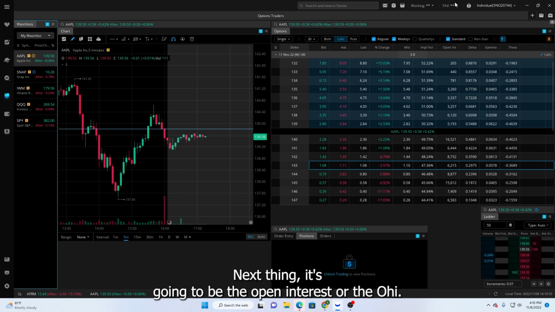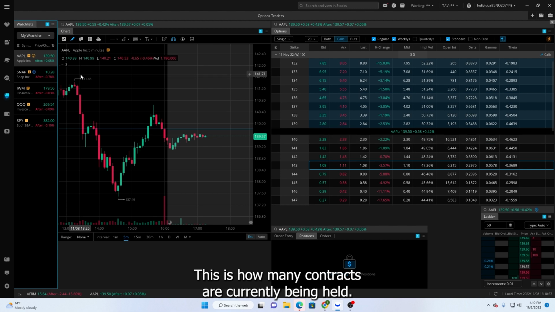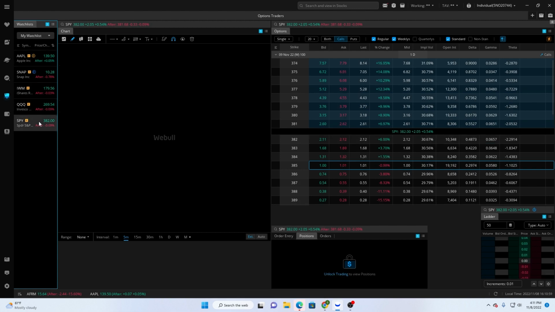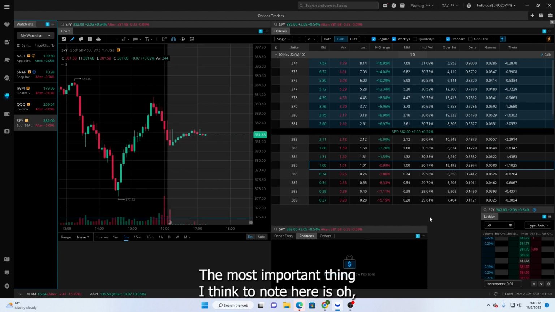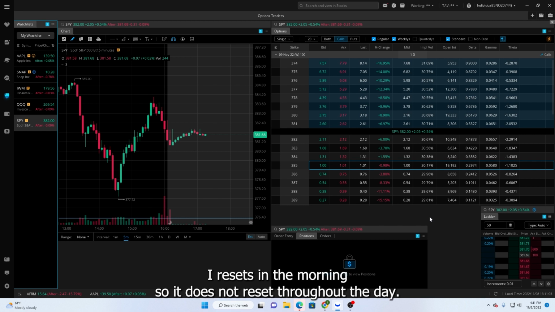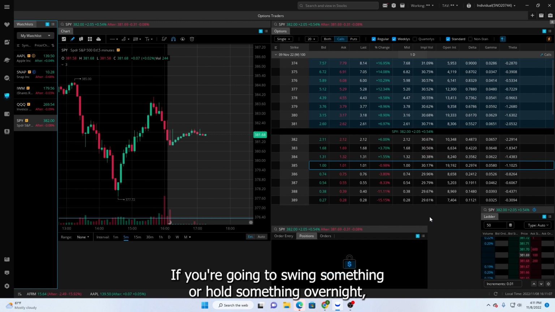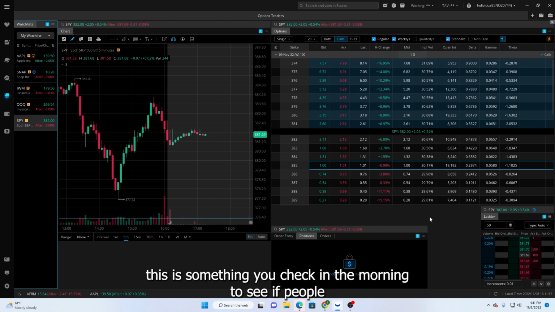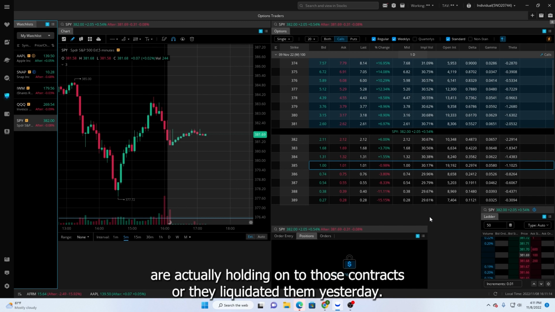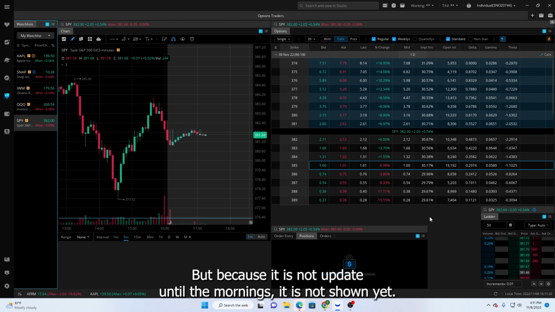Next thing is going to be the open interest, or the OI. This is how many contracts are currently being held. The most important thing I think to note here is OI resets in the morning, so it does not reset throughout the day. If you're going to swing something or hold something overnight, this is something, you know, check in the morning to see if people are actually holding onto those contracts, or they liquidated them yesterday, but because it does not update until the mornings, it is not shown yet.